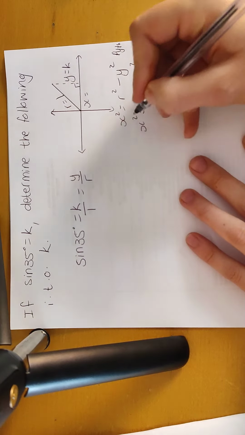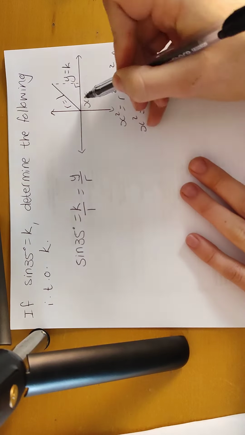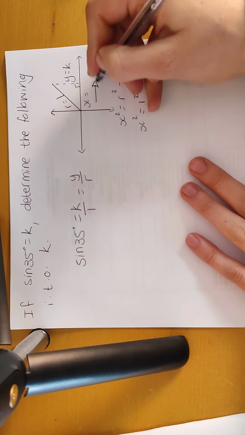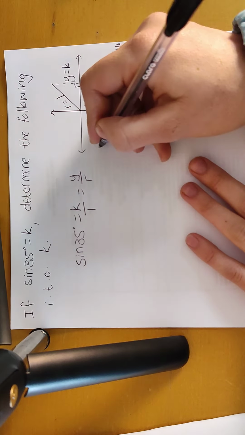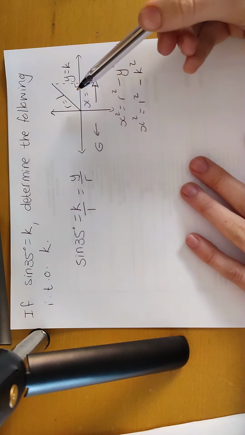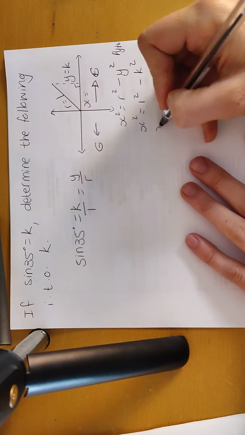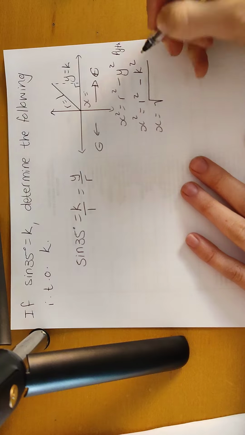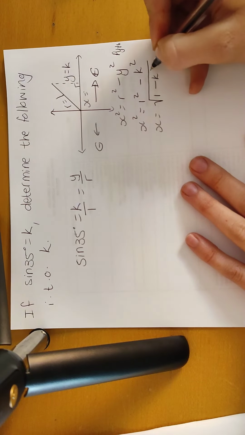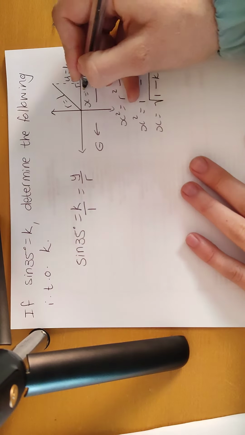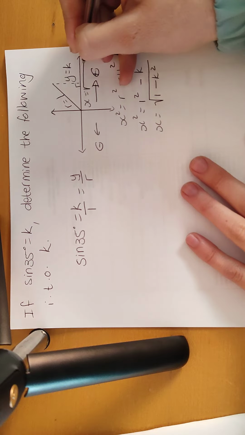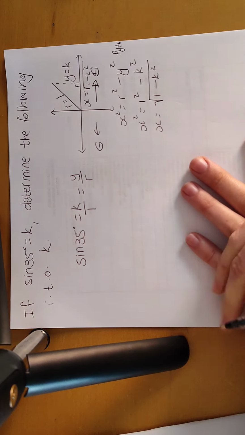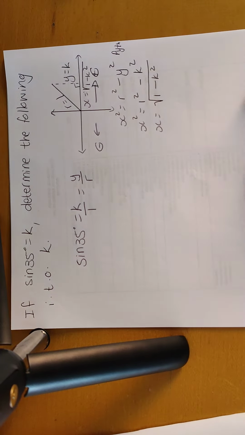But remember, this is the value for x squared. X to the right is positive and to the left it is negative. But we drew it to the right. So we want x equal to the square root of 1 minus k squared. That is my value now for x. Now we can get to the questions.